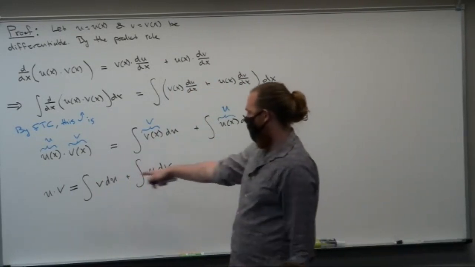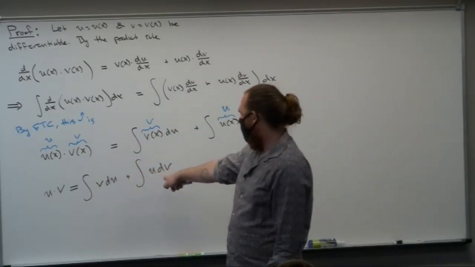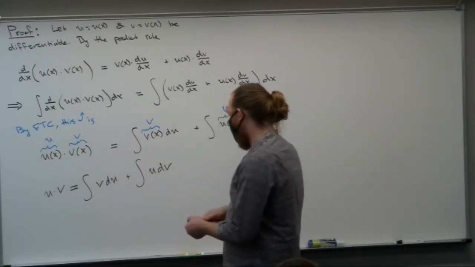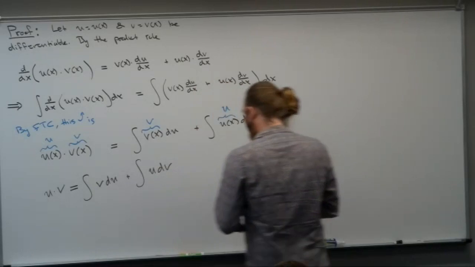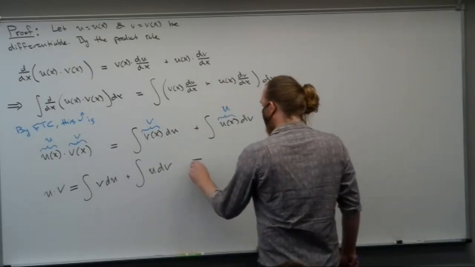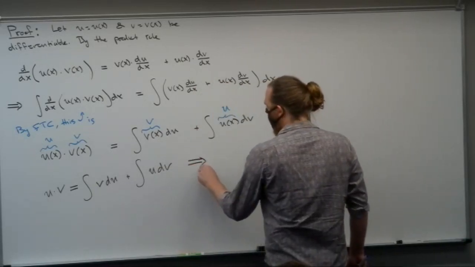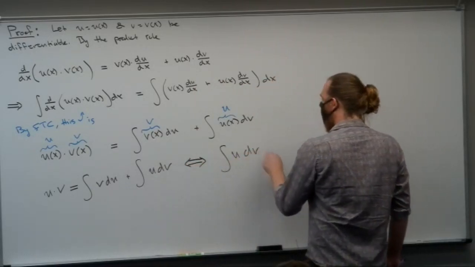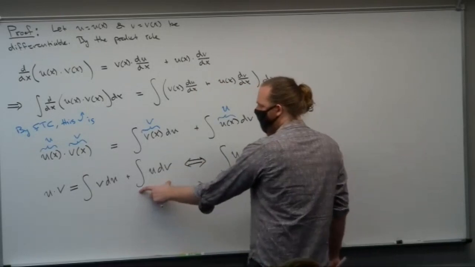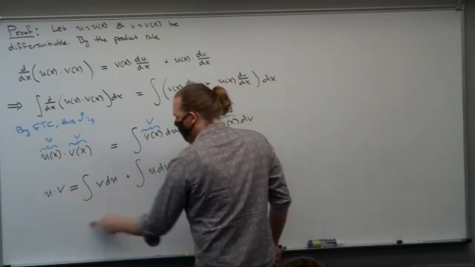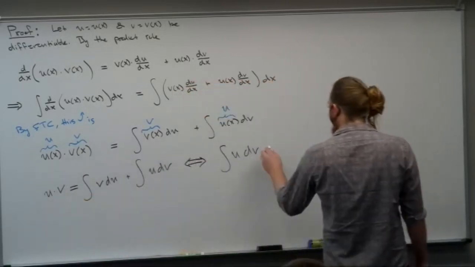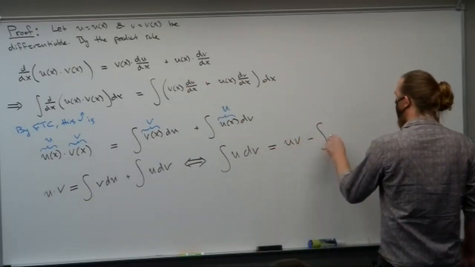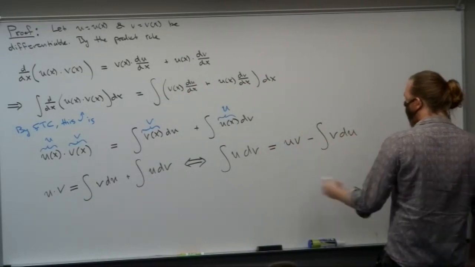All right, if I just rearrange this, if I subtract, see, I want the u dv integral on one side. This is equivalent to saying the integral of u dv, I leave this guy alone, is equal to uv minus the integral of v du. Which is what we wanted to show.